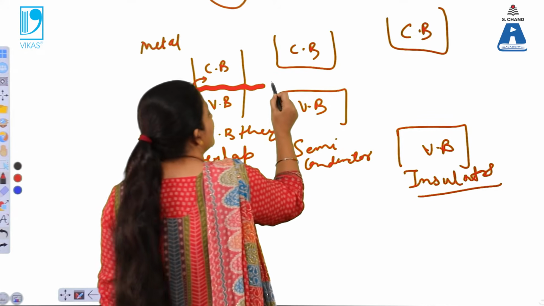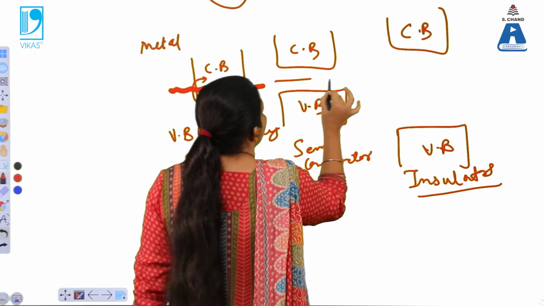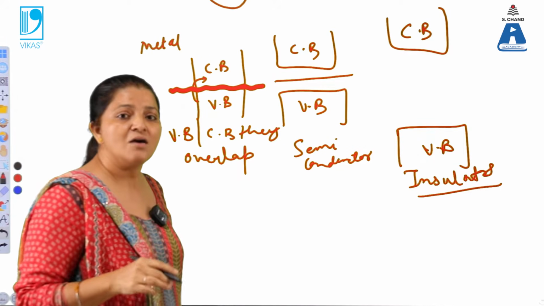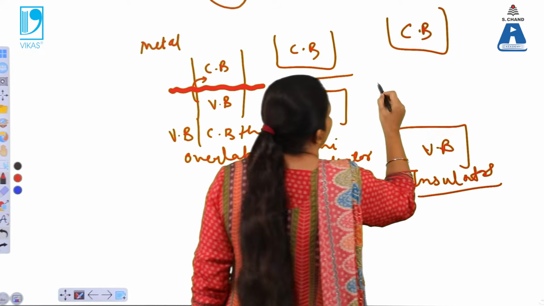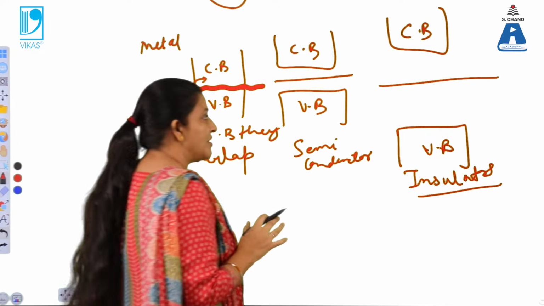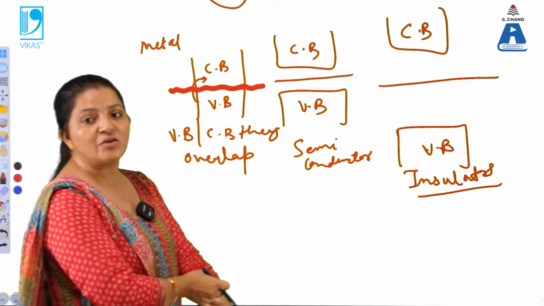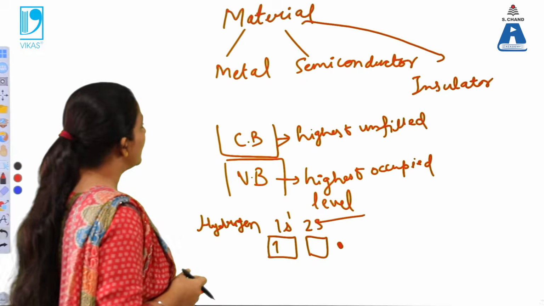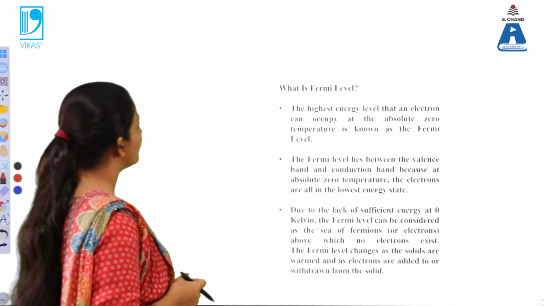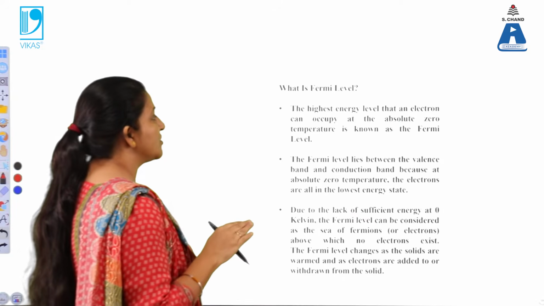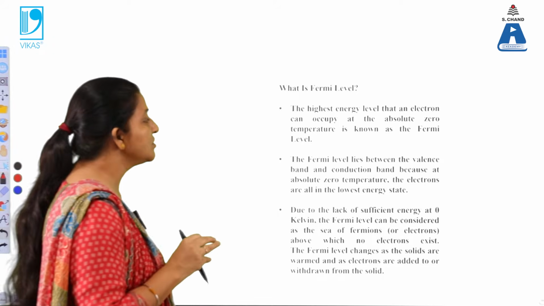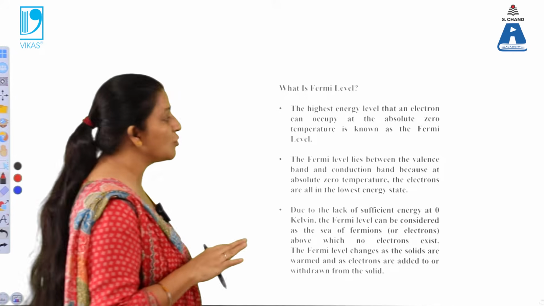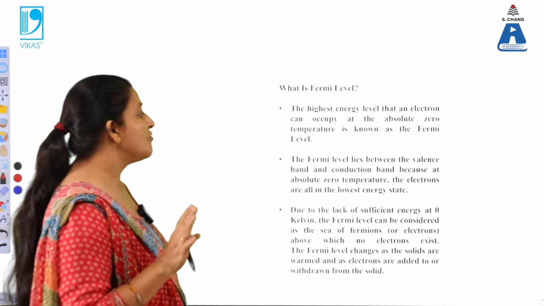In a semiconductor, it is assumed that the Fermi level lies midway between the conduction band and the valence band. Similarly over here, it is assumed that the Fermi level lies midway between the valence band and the conduction band. So this is all about the Fermi level. So what is the Fermi level? It is defined as the highest energy level that an electron can occupy at absolute zero temperature. That is known as the Fermi level.